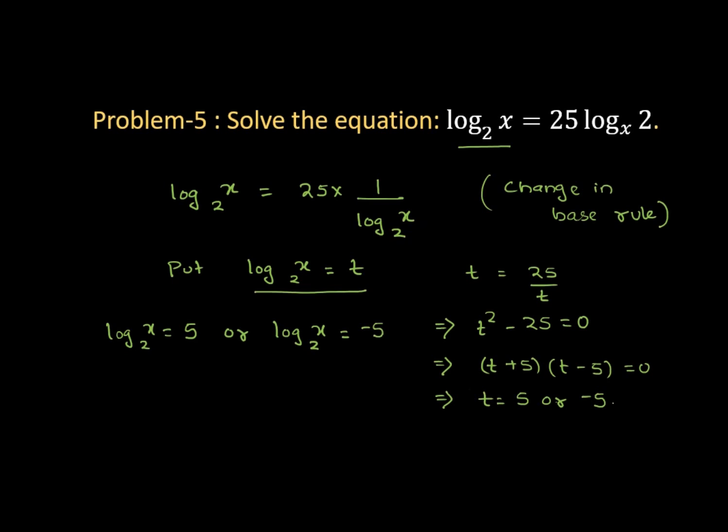So now if you convert this logarithmic equation into exponential, you get x equals 2 raised to the power 5 or x equals 2 raised to the power minus 5. So we get x equals 32, or you can say x will be equal to 1 over 32. So we get two values of x.